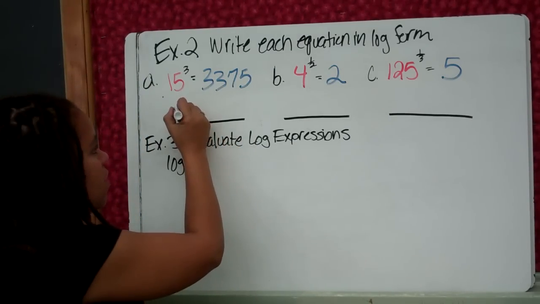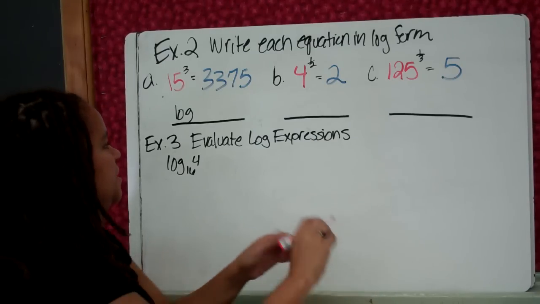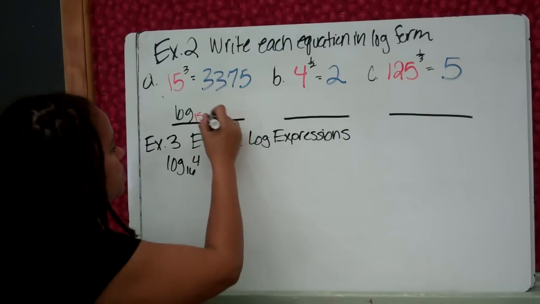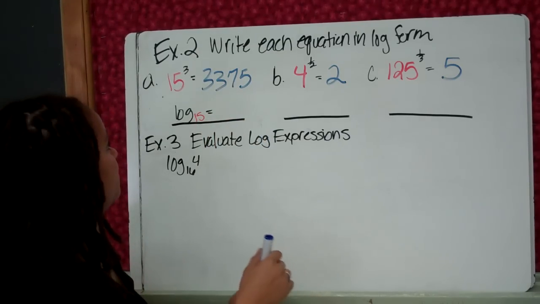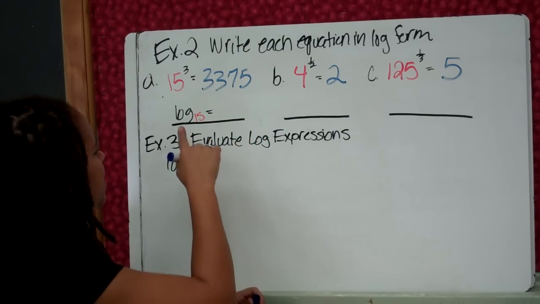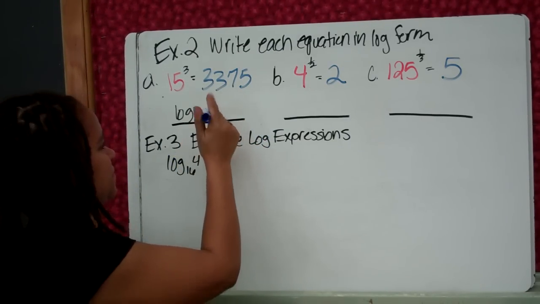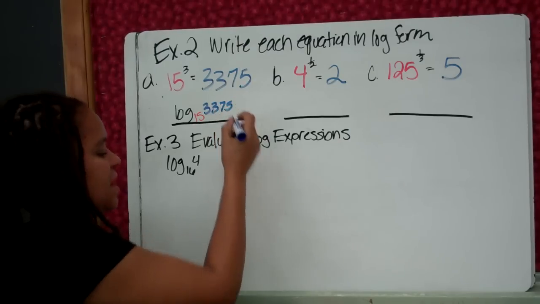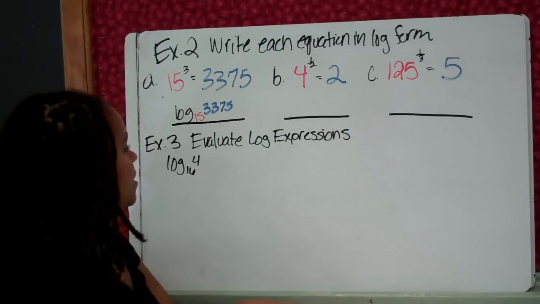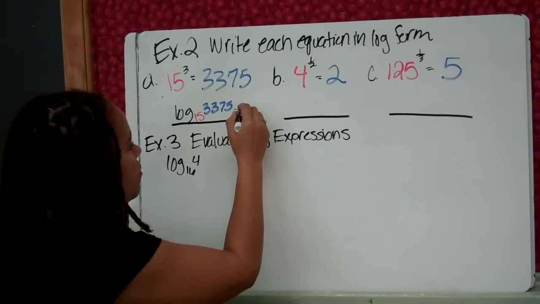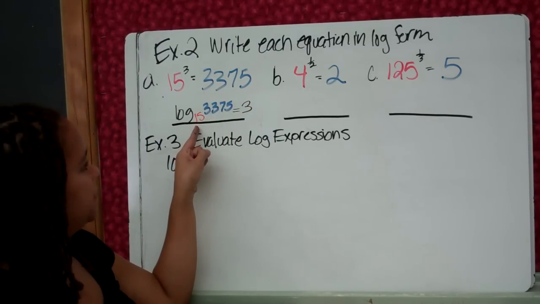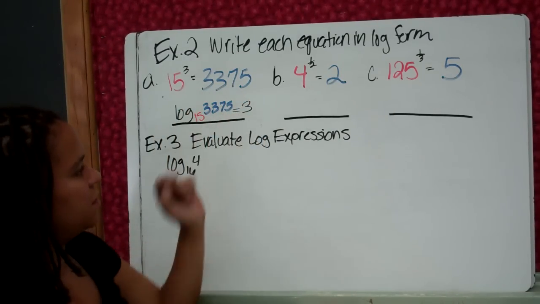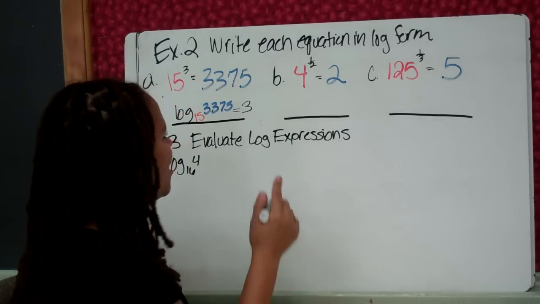Well, that means log base 15 of 3375, that's what I meant to say, is equal to 3. And check, 15 to the power of 3 equals 3375. That's what we have. So I think you get it with the colors, hopefully.